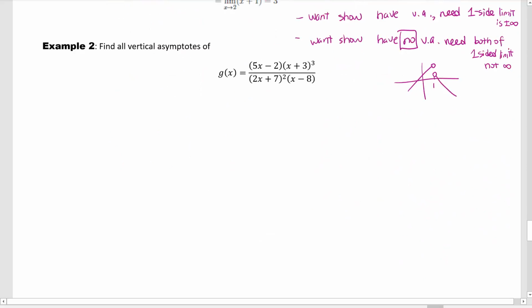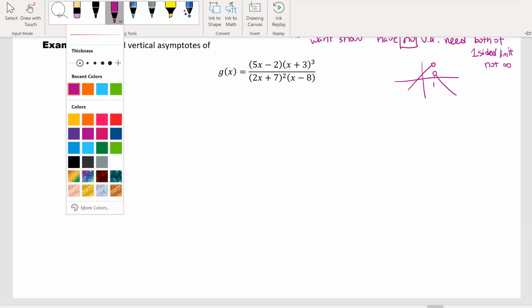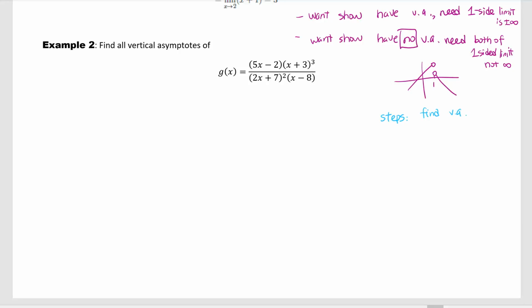Okay, so now example 2: find all of the vertical asymptotes of this function. All right, so what are the steps? So let me write down the steps. Remember, we're in Cat 1, and I really hope that you can learn this study skill, this habit, for all the new kinds of problems. You can summarize the steps. So here, what are we doing? We want to find vertical asymptotes. So what are the steps?